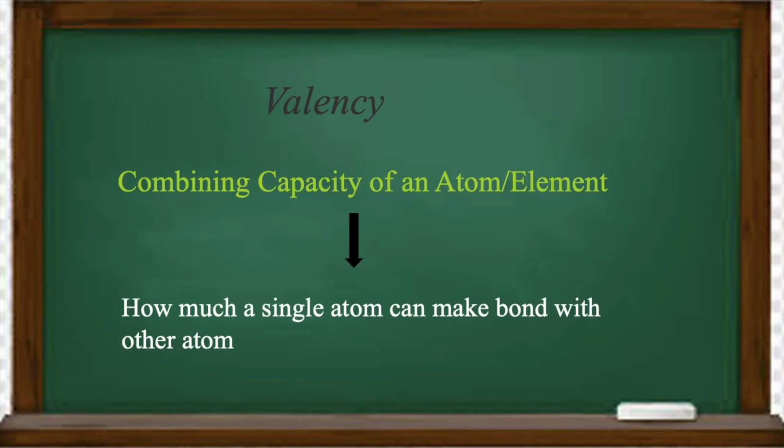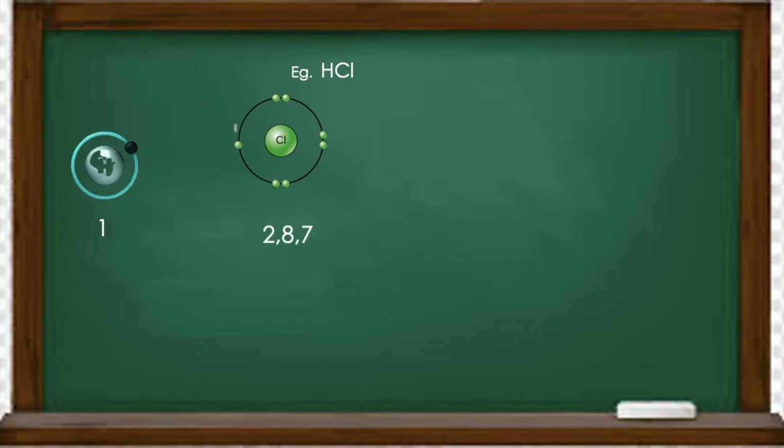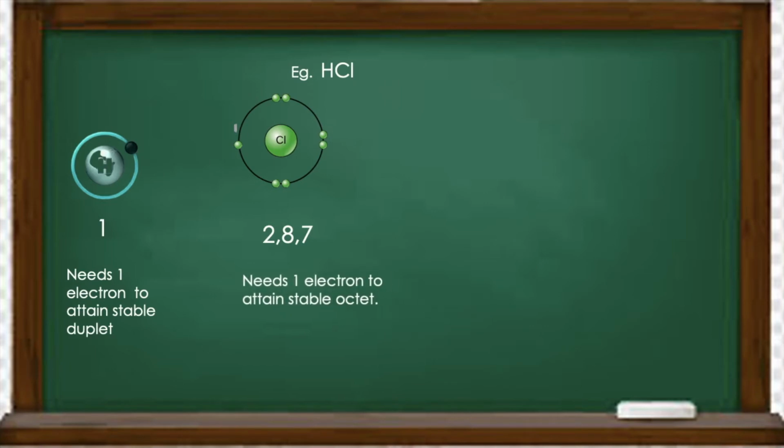Let us take a simple example to understand this concept. Here the molecule is hydrogen chloride. One atom of hydrogen and one atom of chlorine combine to form one molecule. Hydrogen has 1 electron in its outermost shell and chlorine has 7 electrons in its outermost shell. The atomic number of chlorine is 17, so the configuration is 2, 8, 7. Hydrogen needs 1 electron to attain duplet configuration. Like that, the chlorine atom also needs 1 electron to achieve octet configuration. In this case, both atoms need 1 electron.